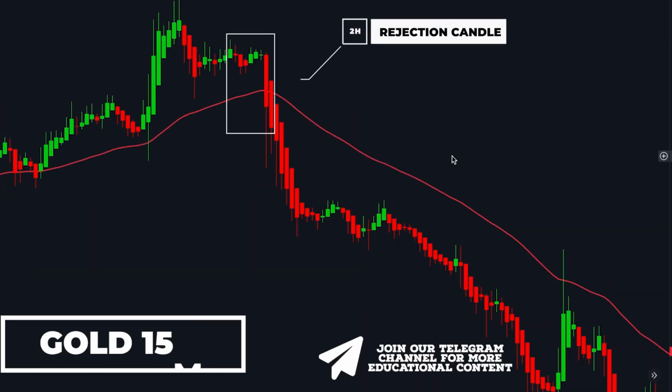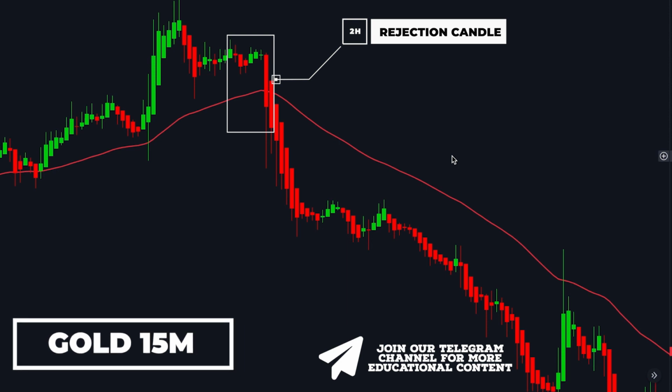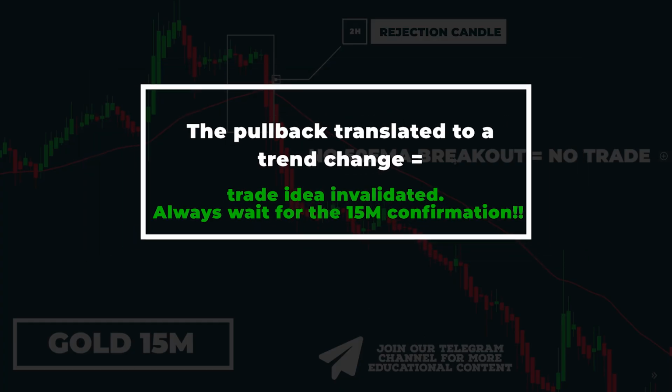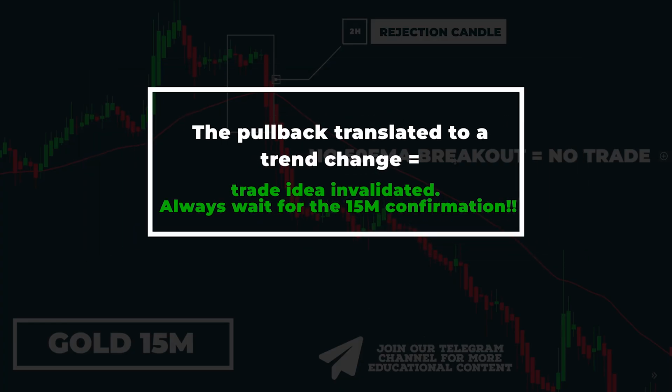Here's a 15-minute time frame, and, as you see, the 50 EMA was never broken right here, meaning that our immediate trend remained bearish, and the price then dropped significantly. From the price action standpoint, this tells us that the pullback translated to a trend change. So, once again, always wait for the 15-minute confirmation before entering the trade. The initial long wick candle shows us only a reaction, which is not enough for a high-quality trade.